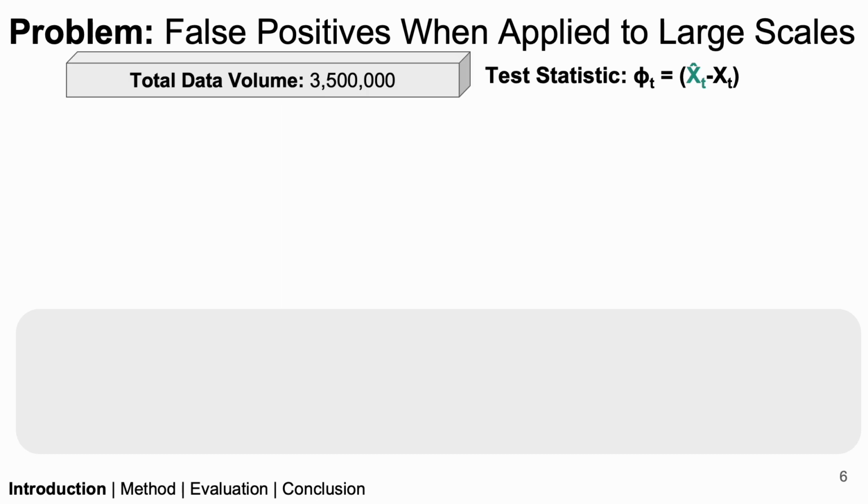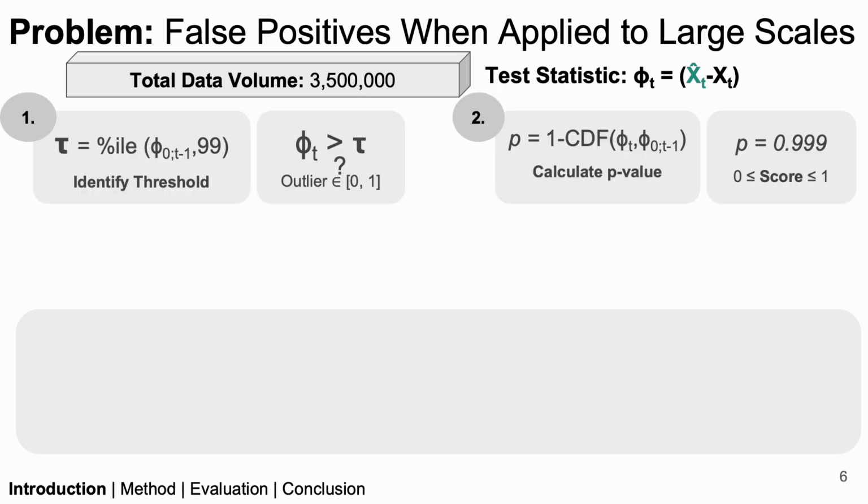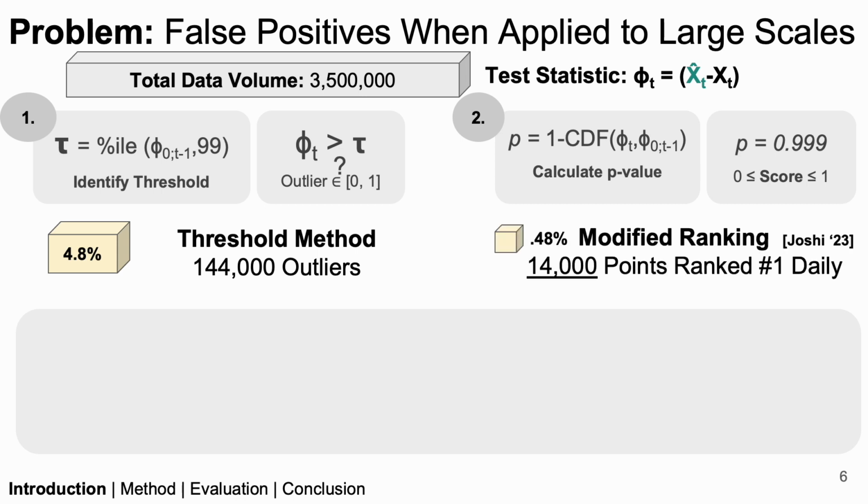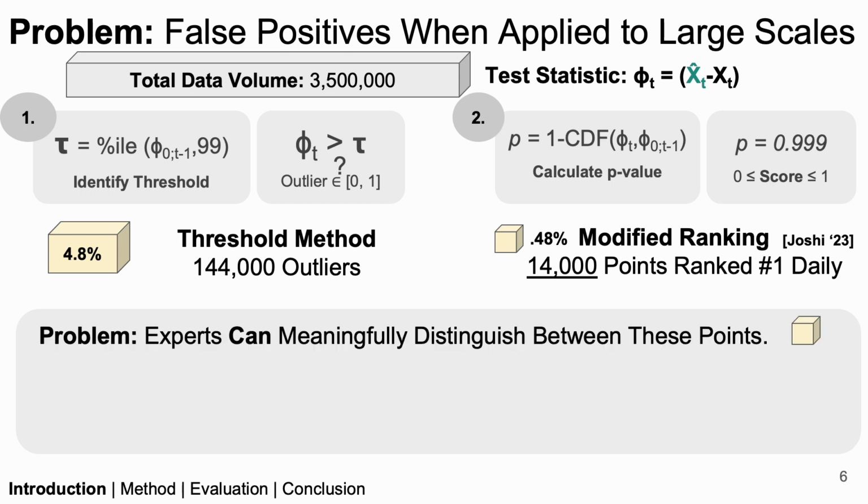And just to recall, we have a lot of data in Delphi, and we have these two existing methods to identify outliers. Using the first method, we return around 144,000 outliers per day, which is far too many for an expert to analyze. And in the second approach, even when we've modified it, it still returns 14,000 data points that are ranked as the number one most important outliers to investigate per day. And the problem here is that experts cannot meaningfully distinguish between these points that are tied at number one. And there is a reason for this.